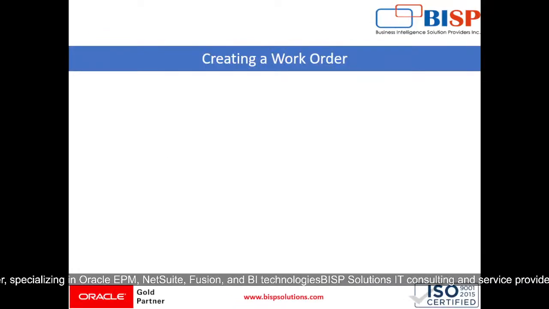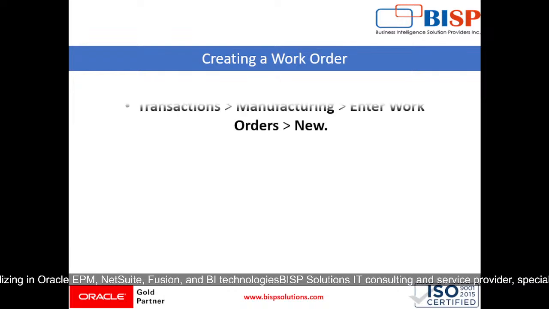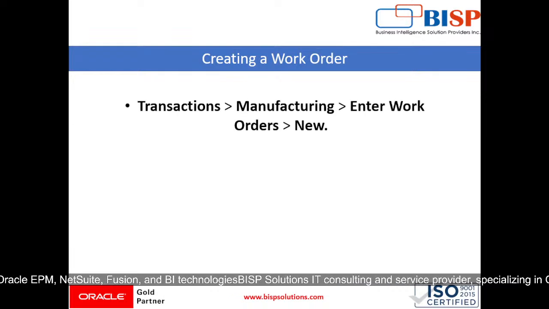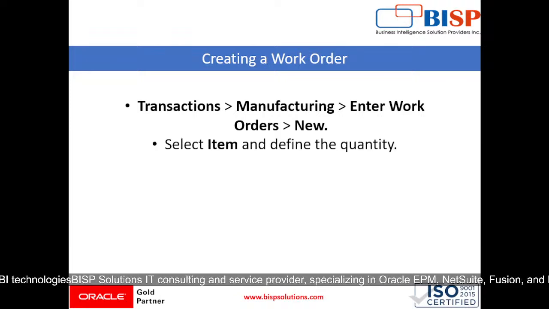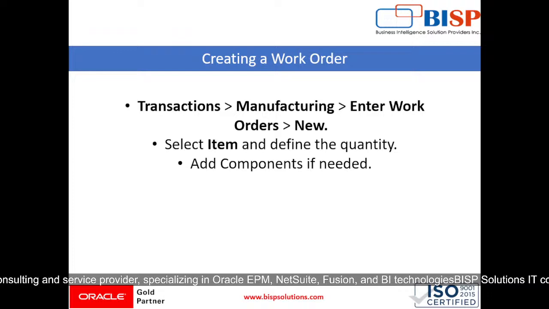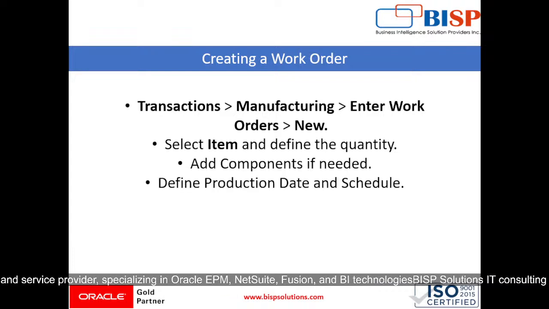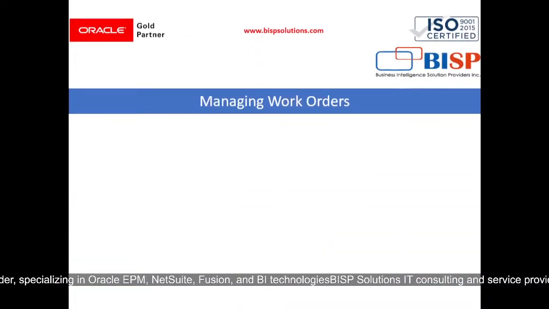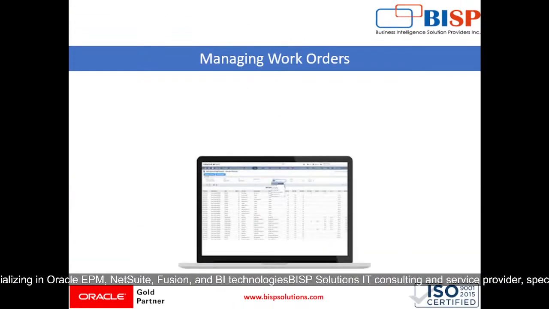Then comes creating a work order. For that we have to click on the transaction tab. Under transaction, manufacturing is there. Under manufacturing, enter work orders, and then we can create a new work order for the same. Then we have to click on item and define the quantity which we need in future, and then add components if needed. Then we have to define the production date and schedule for the same, and then click on the save option.